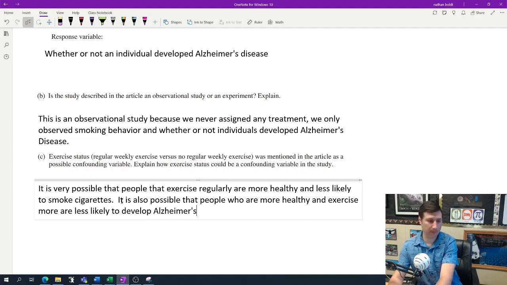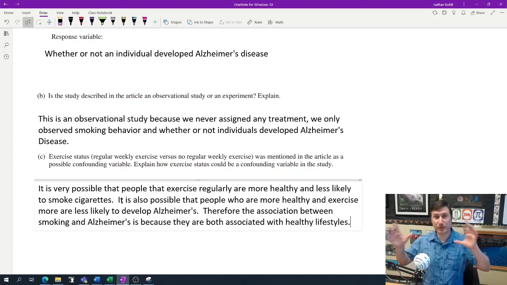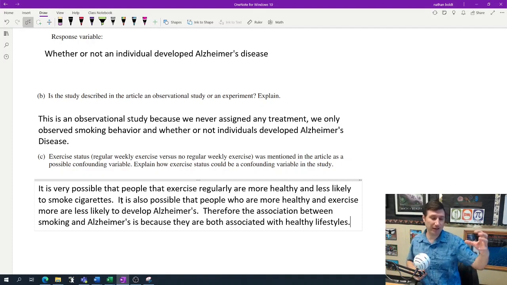Alzheimer's. And now this next sentence you might not need, but it helps. Therefore, the association between smoking and Alzheimer's is because they are both associated with healthy lifestyles. The reason we're seeing this connection between smoking and Alzheimer's is actually because they're both connected to being healthy and exercising. That's the confounding variable.